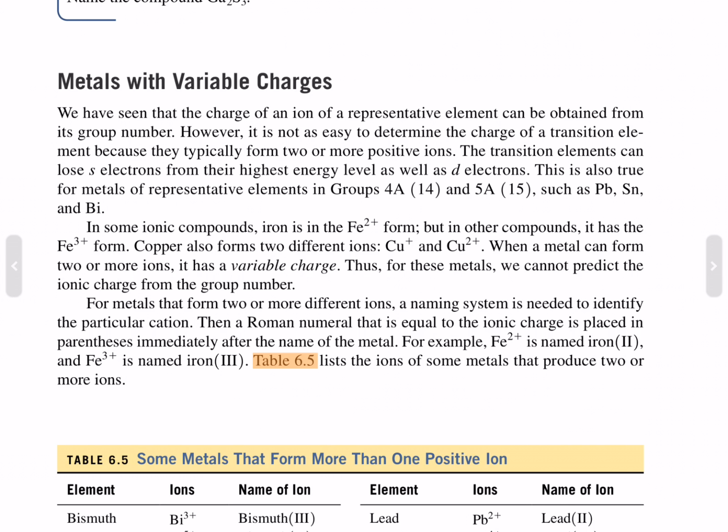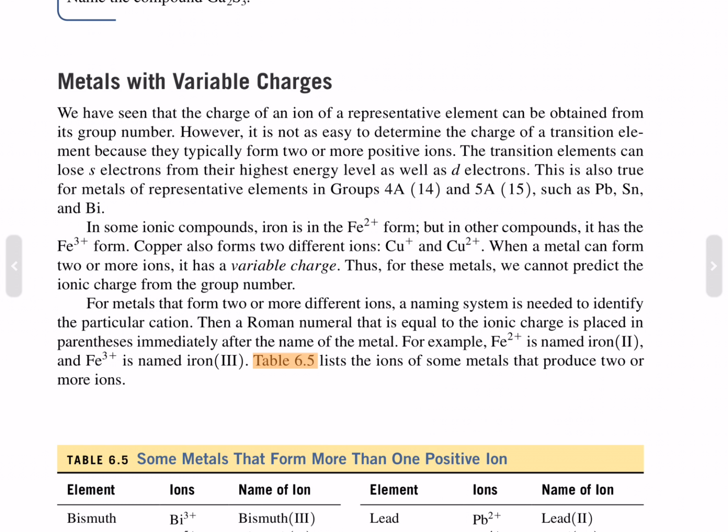In some ionic compounds, iron is in the form of iron(II), but in other compounds it has an iron(III) form. Copper also forms two different ions, copper(I) and copper(II). When a metal can form two or more ions, it has a variable charge. Thus, for these metals, we cannot predict the ionic charge from the group number. For metals that form two or more different ions, a naming system is needed to identify the particular cation.